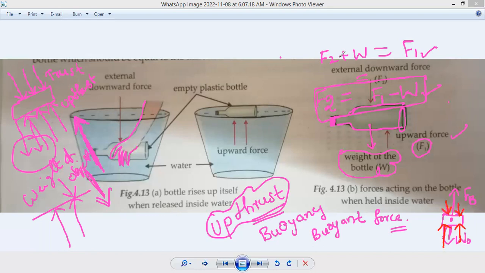Yes, sir. Okay, so if anybody has a doubt, please let me know. So this equation is over. You can write: external force is equal to upthrust force minus weight of the bottle. That statement you have to write.